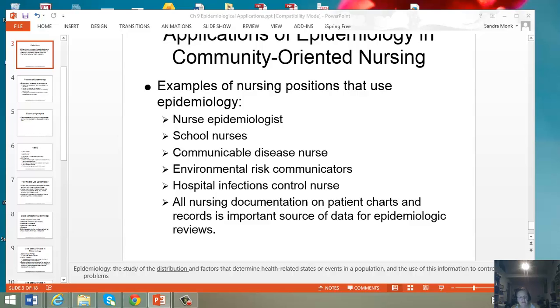And applications of epidemiology and community-oriented nursing. Some examples of nursing positions that might use epidemiology would be a nurse epidemiologist, somebody who might work for a public health department, the CDC, or another company. School nurses, communicable disease nurses, environmental risk communicators, hospital infection control nurses, and all nursing documentation on patient charts and records is subject to becoming a source of data for epidemiological reviews. And that is the end of Chapter 9.